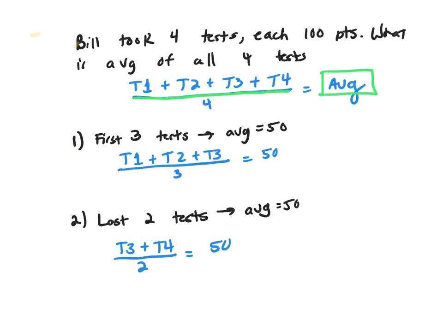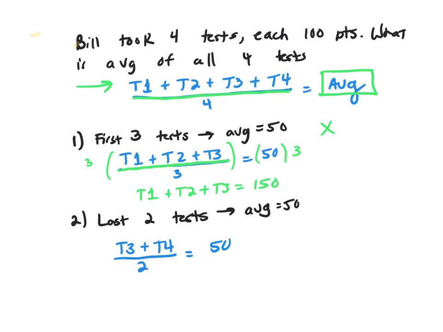Look at clue 1. The first 3 tests, the average is 50. So test 1 plus test 2 plus test 3 divided by 3 would give you 50. See, what we're trying to find is the sum of the 4 tests. This would tell me that test 1 plus test 2 plus test 3 would equal 150, if you multiply both sides by 3 to clear your fractions. So we know the sum of the first 3 tests. Well, that doesn't tell me what test 4 is, so that doesn't help me. So clue 1 does not work by itself.